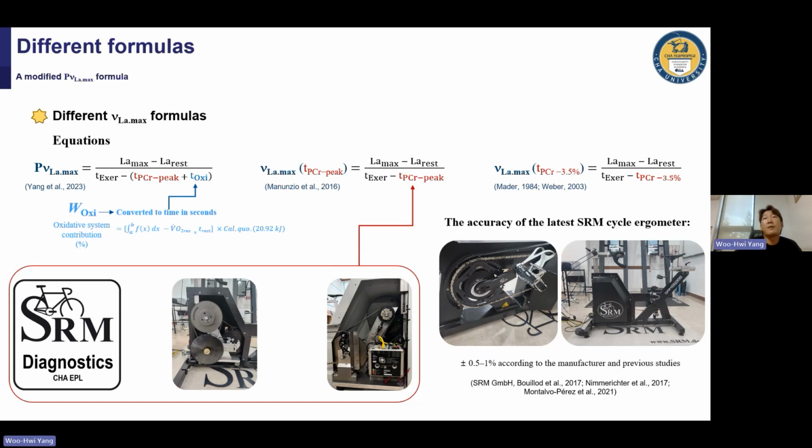The second PvLa.max was calculated with TPCR peak for the denominator, but without an oxidative contribution time span. The third PvLa.max was calculated using the Weber's method as minus 3.5% for the denominator. So from now on, to understand, I call these calculations just the PvLa.max, PvLa.max peak, and PvLa.max 3.5.